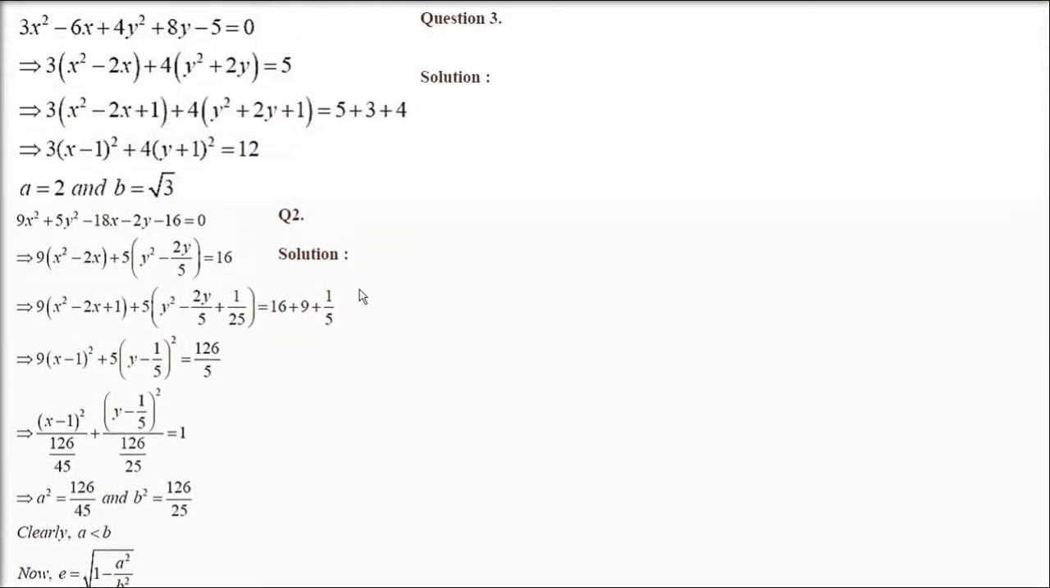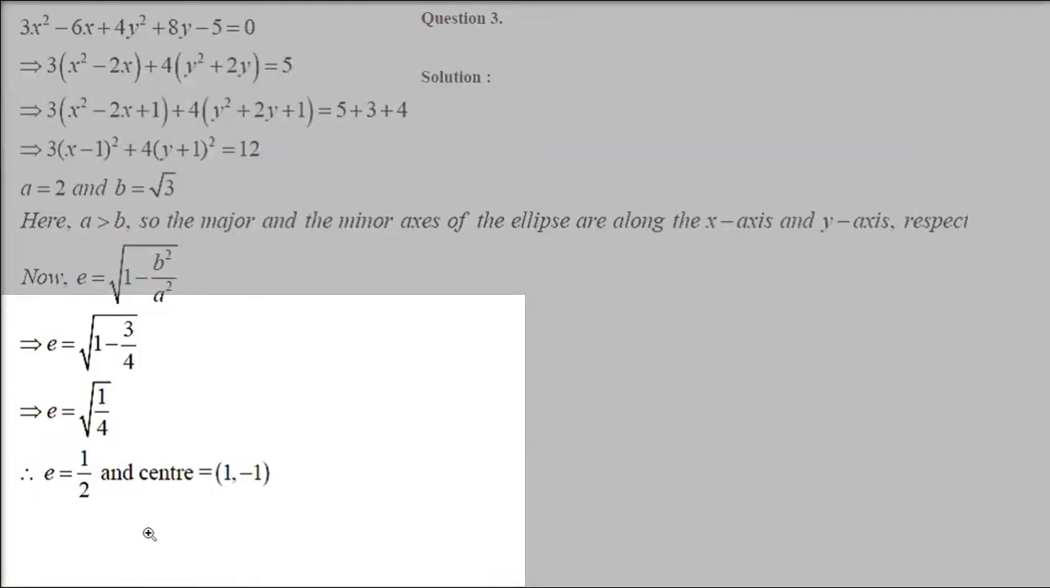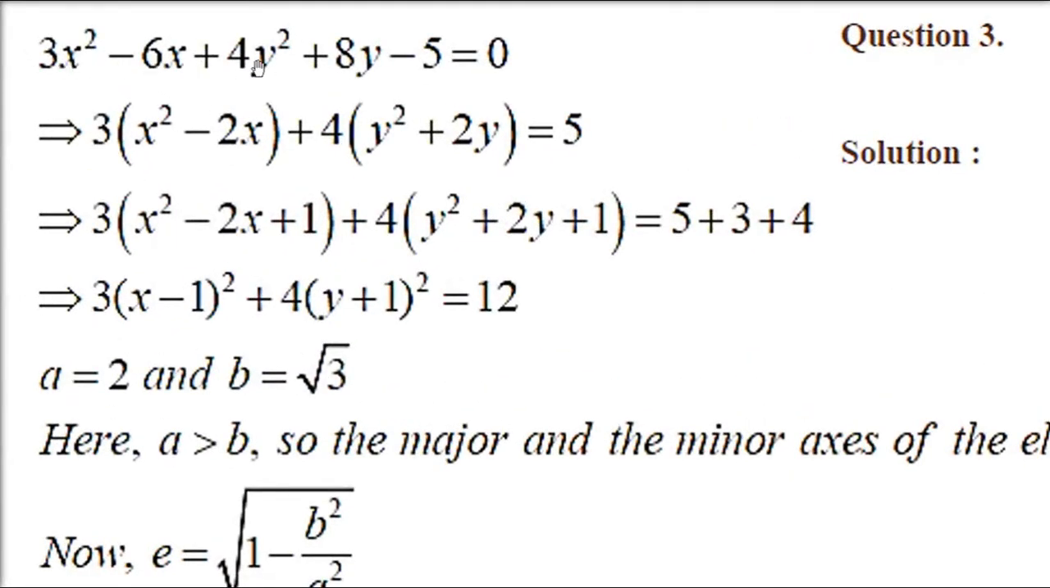So this is how we solve this kind of question. And exactly the same thing you have to do here. We have to write the center and eccentricity of the ellipse. This is 3x square plus 4y square minus 6x plus 8y minus 5 equals 0. So now take 3 outside: x square minus 2x will be there. From y terms, you take 4 outside: y square plus 2y will come.